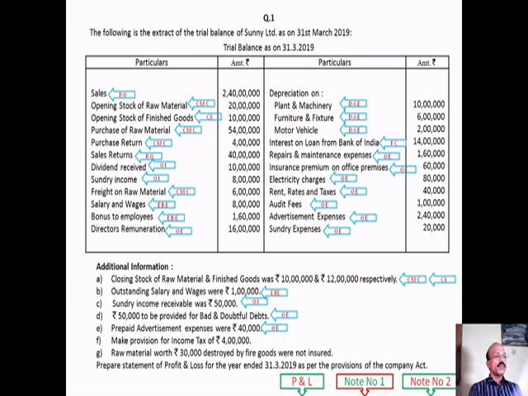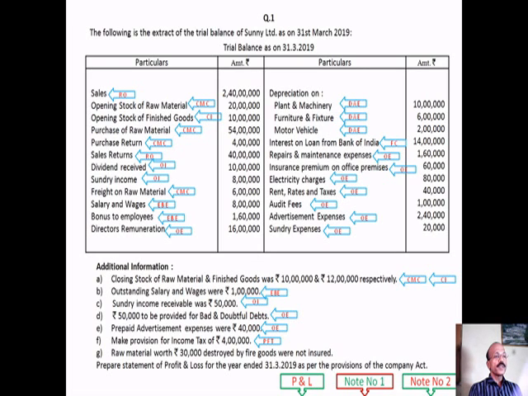Next item is prepaid advertisement expenses. It is other expenses, added to advertisement expenses. Make a provision for income tax, that goes to profit after tax. That is the item we will charge in the profit and loss account.